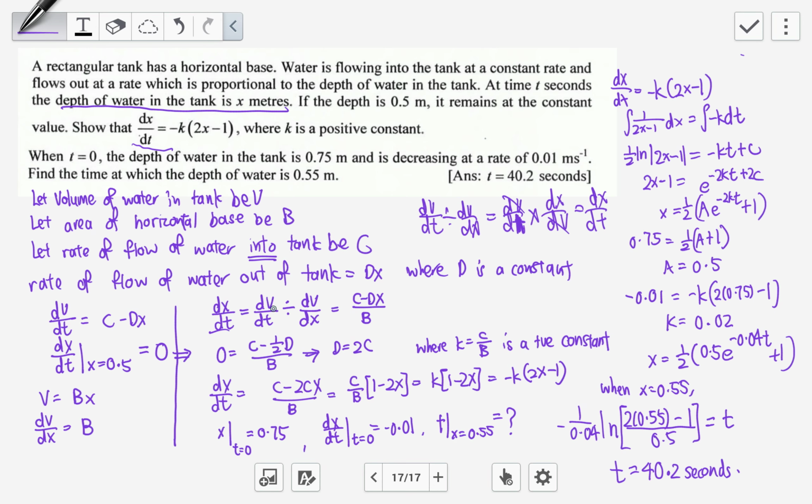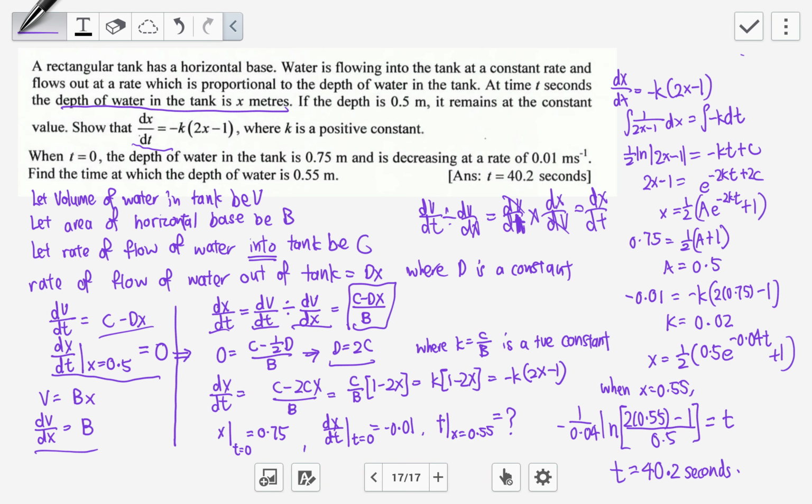We make use of the fact that we already know this, which is C minus Dx, divided by what we know about dV/dx, which equals B. So it's just (C minus Dx) over B. We also make use of dx/dt equals 0 when x equals 0.5. 0.5 is half, so (C minus half D) over B equals 0. This means that C must equal half D. That means D equals 2C.